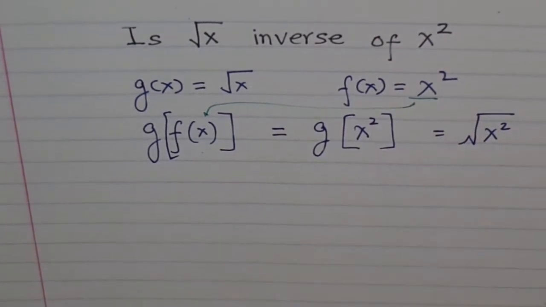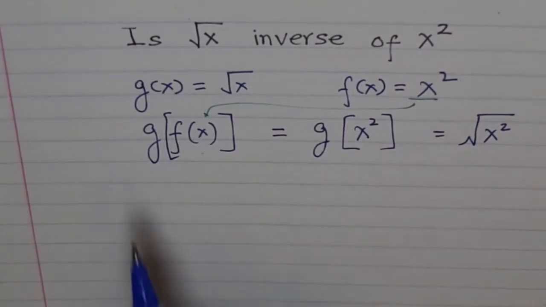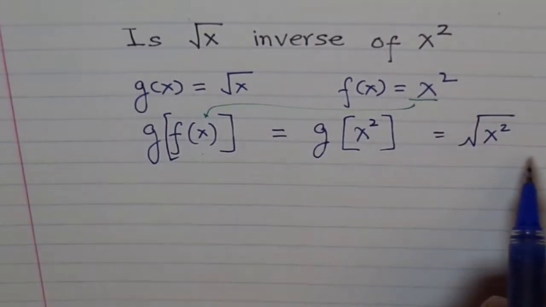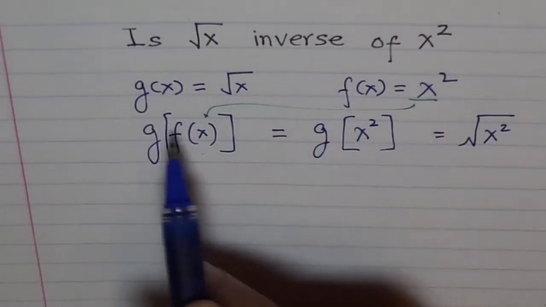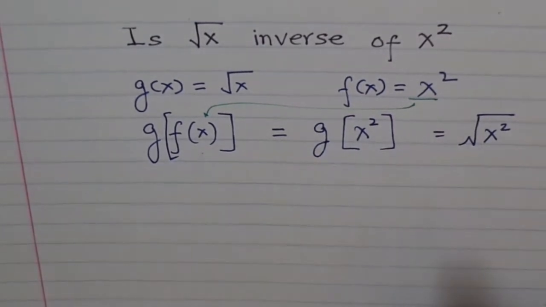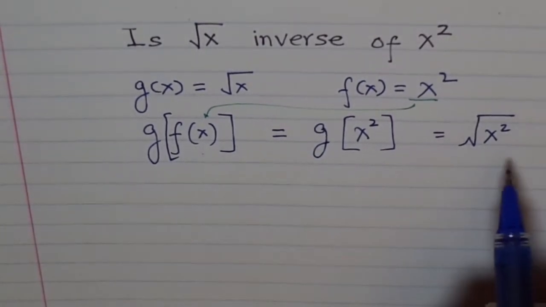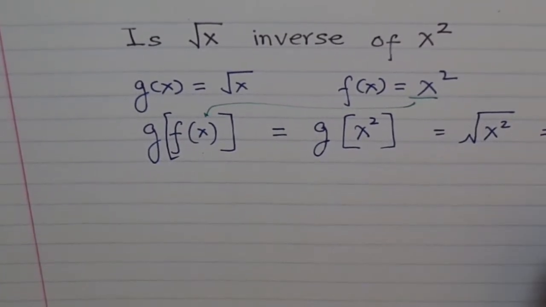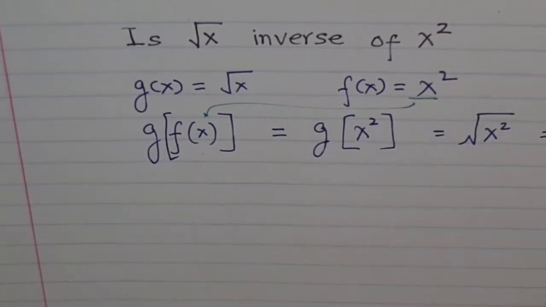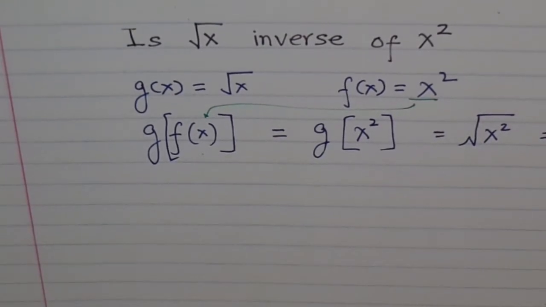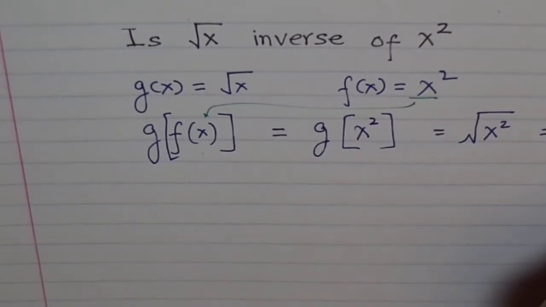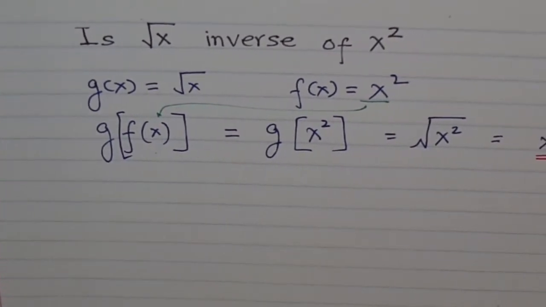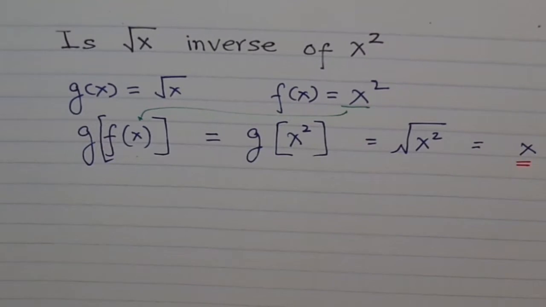Now we know if g of f(x) is equal to x, then they are inverse of each other. Otherwise, they're not inverse of each other. Now, is this equal to x? That's a big question mark. Well, the answer is no. Most think yes. So that's a huge problem.